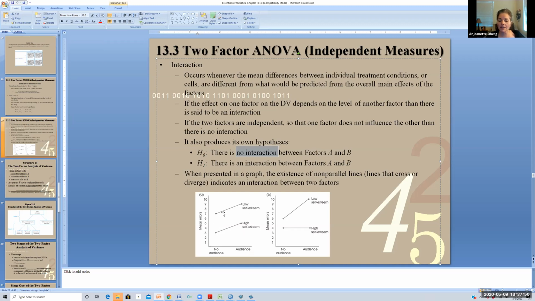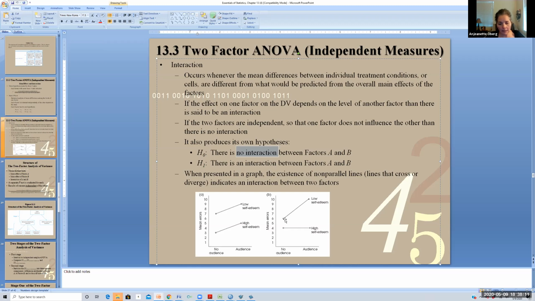And here we see that low self-esteem makes more errors than high self-esteem, regardless of audience condition. And we also see audience making more errors than no audience, regardless of self-esteem. So the pattern's not changing. Now notice here, it shifts.